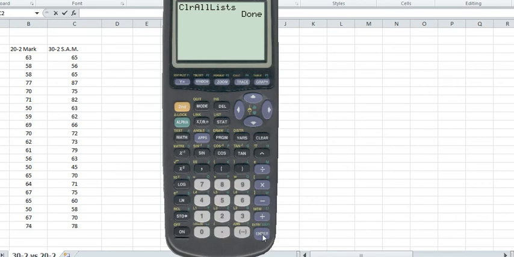We're going to enter what we're going to call the independent variable, the 20-2 mark, as the x values, and the dependent variable as the y values. So we go to stat, edit, and in L1 we're going to put our x's, and in L2 we're going to put our y's. Okay, so you can do that now. And I'm just going to do it from here.